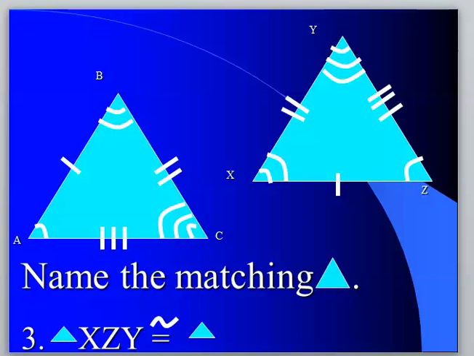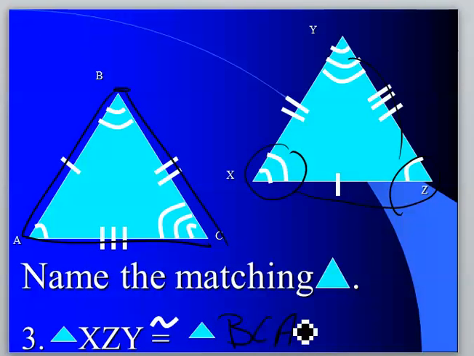Let's do one more. Try to name the matching triangle. We have triangle XZY. Pause the video, see if you can name the matching triangle. XZY goes from the double arc to the single arc to the triple. I'm going to do this in the same order. Double arc to the single arc to the triple. So I'm going to do BCA.